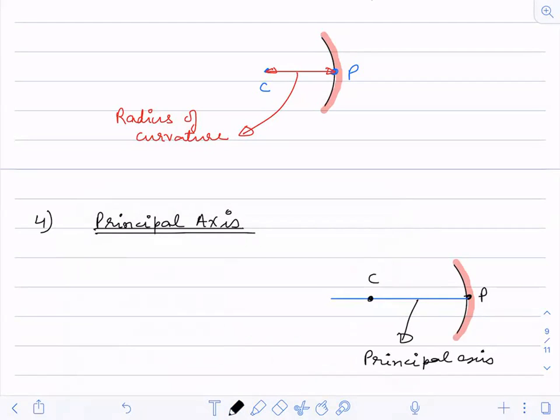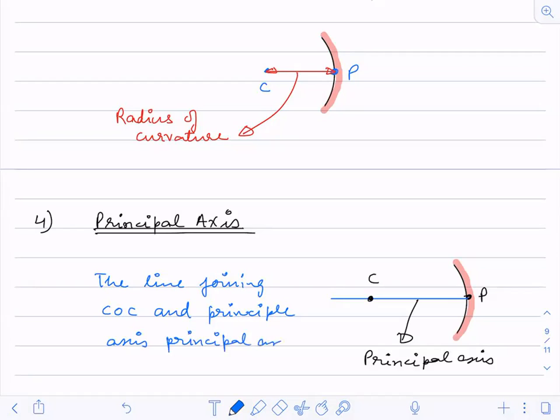Now, if I write about this, the line joining the center of curvature, COC, and pole, sorry, not principal axis, the line joining center of curvature and pole is called the principal axis.